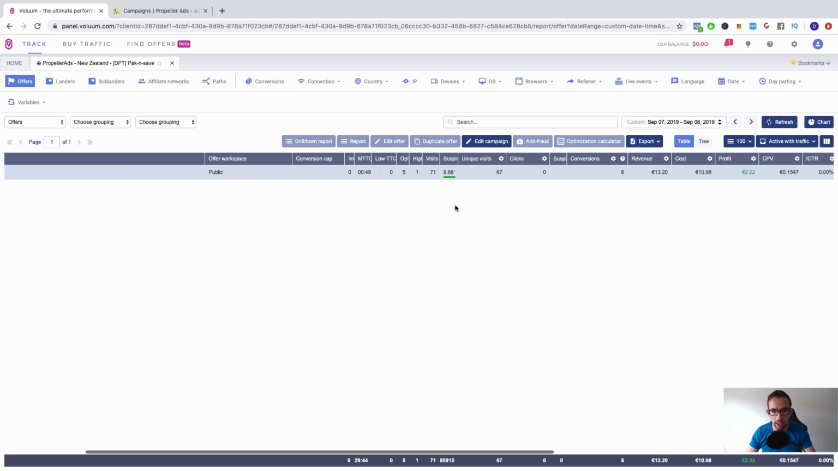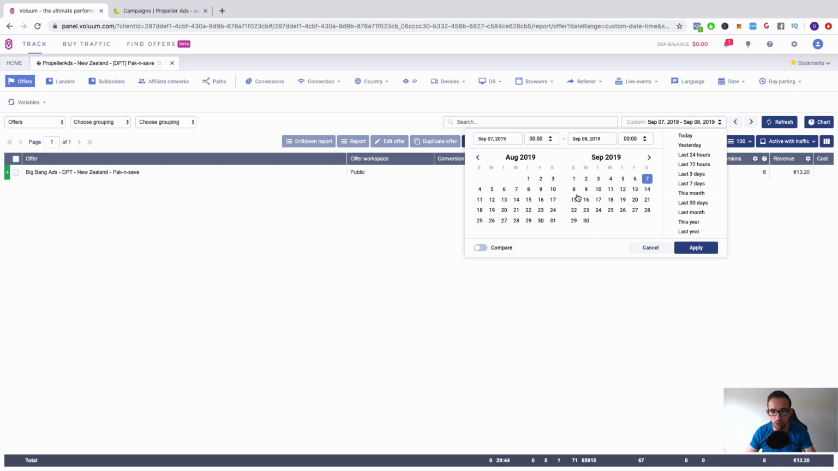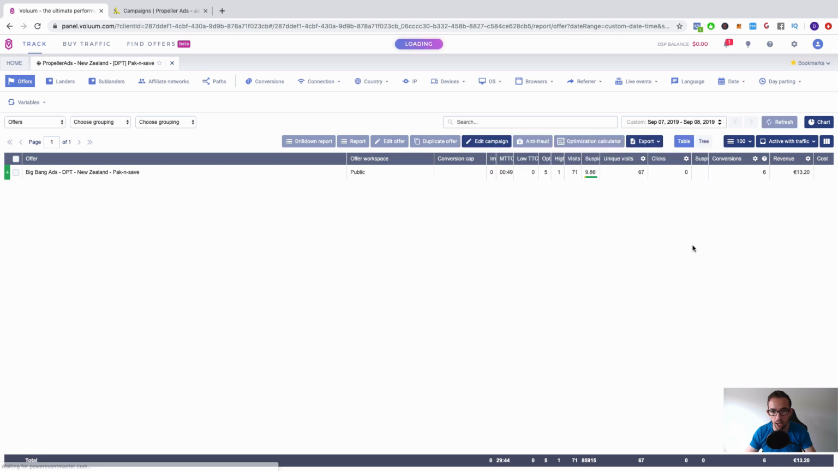So on the first day, we had 67 visits, 6 conversions. The revenue was 13 euros and the cost just under 11, which gave us a profit on the first day. Very surprising. We had a conversion rate of 8.45% and 20% ROI on the first day, which was obviously very good. However, with push, you never really know what you can expect the next day. So let's have a look at the 8th and see what happened there.